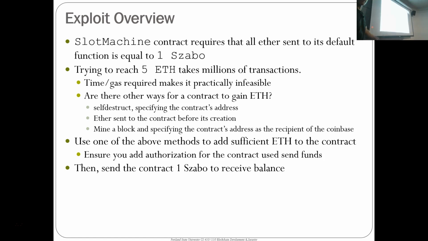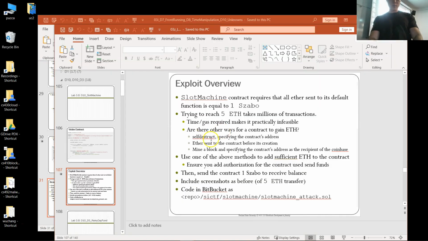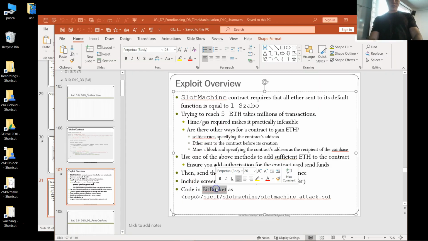Use one of the above methods to get the ETH to 5, and then send the contract 1 zabo, and then receive the balance. So include screenshots as before, and then this is a very simple contract, but we still want you to put this into your GitLab, in your repo. That's what I'm going to do.